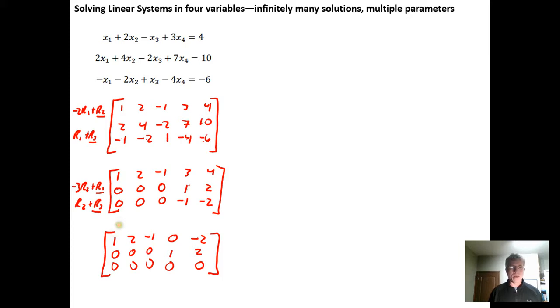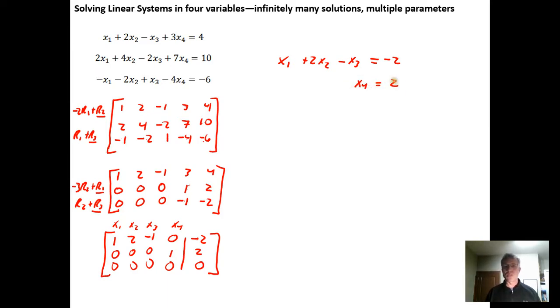We want to remember that these columns correspond to our x sub 1, x sub 2, x sub 3, and x sub 4 variables. And the last column here, everything to the right of that vertical bar, is our constant terms. So interpreting this says 1x sub 1 plus 2x sub 2 minus 1x sub 3 equals negative 2. So we write that down. From here, 1x sub 1 plus 2x sub 2 minus 1x sub 3 plus 0x sub 4, so I don't need to write anything for the x sub 4, is equal to negative 2. And then this column simply says that 1x sub 4 equals 2.